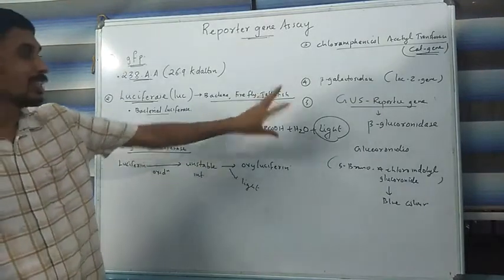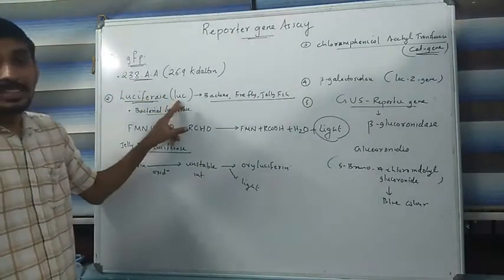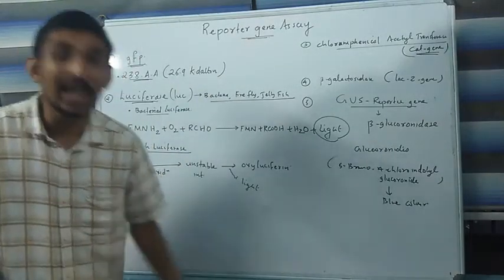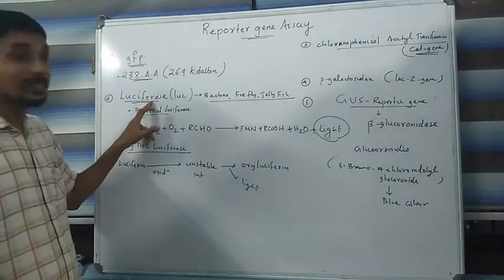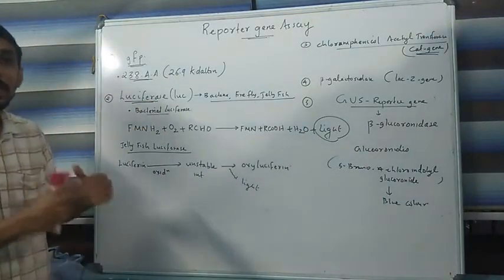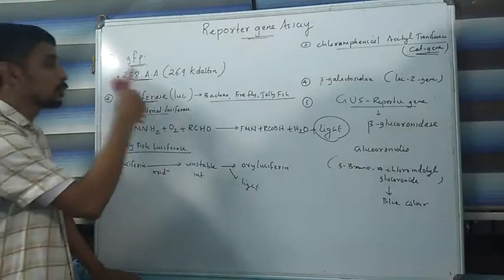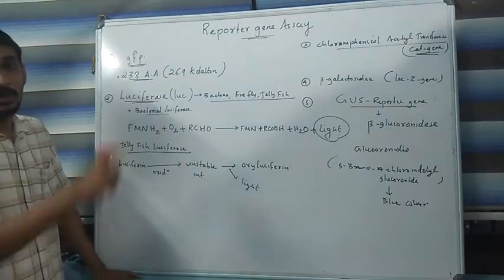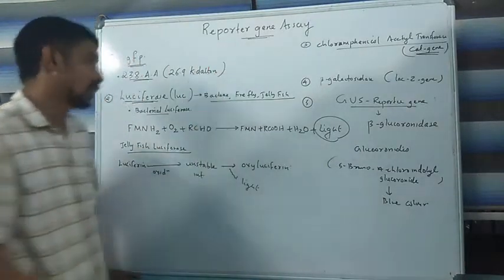Bacteria, firefly, jellyfish. This Luciferase gene produces a proteinaceous enzyme. That proteinaceous enzyme is called Luciferase. That is the main feature of this LUC reporter gene. It produces an enzyme called Luciferase. It is found in bacteria, firefly, and jellyfish.